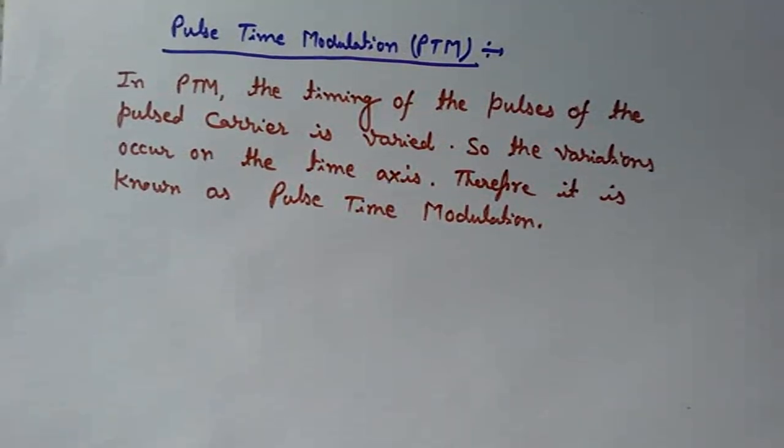Since in pulse width modulation also the variations are present on the width, or we can say the duration, that is on the time axis, it is a type of pulse time modulation. Therefore, this pulse duration modulation or pulse width modulation is nothing but a type of pulse time modulation. Now we will understand what is pulse width modulation. First of all, let's start with the definition of pulse width modulation.